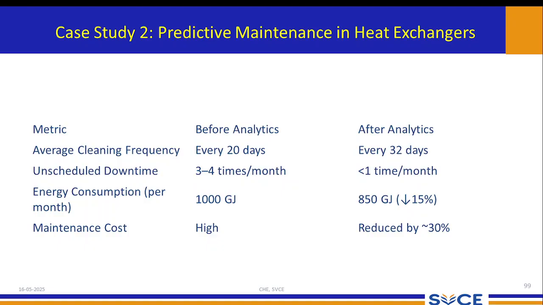Energy consumption was 1000 before, now it is 850 gigajoules. Maintenance cost was high before analytics, and after analytics it has been reduced. So application of advanced data analytics in a chemical process will help you find the most effective parameters responsible for optimization, and that will also help you reduce the energy consumption as well as the maintenance cost. That's what I would like to highlight here.